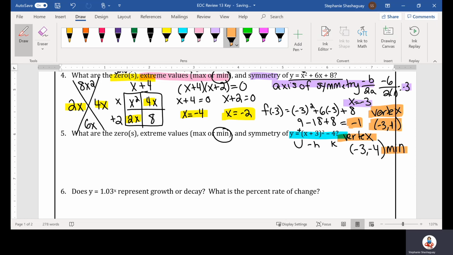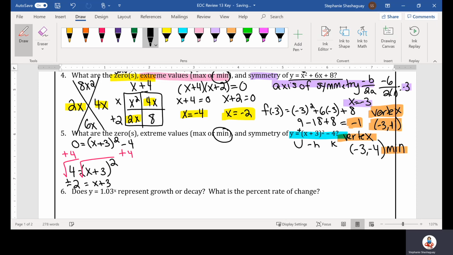To find the zeros of this function, I have to solve for x. So to find my zeros, I'm going to have 0 equals (x plus 3) squared minus 4. So I'm going to add 4 to both sides, and I get 4 is equal to (x plus 3) squared. Then I need to take the square root of both sides, and I get plus or minus 2 is equal to x plus 3.